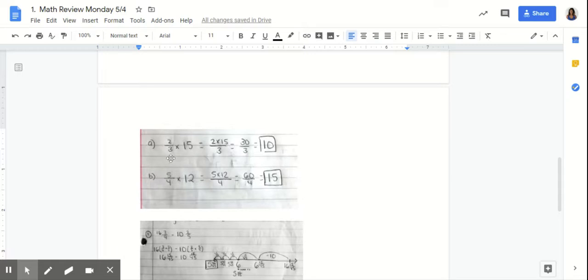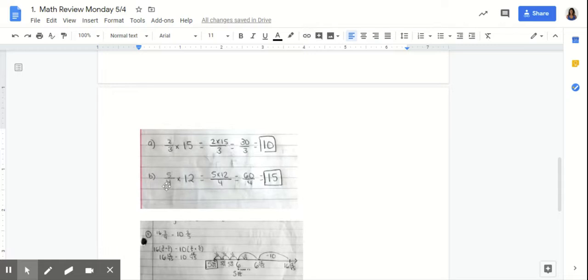For A, we had 2/3 times 15. You only multiply the whole number times the numerator, so 2 times 15, and put that over the denominator, which is 3. That is 30 thirds, and once you simplify that, it's 10. The second one, B, is 5/4 times 12.